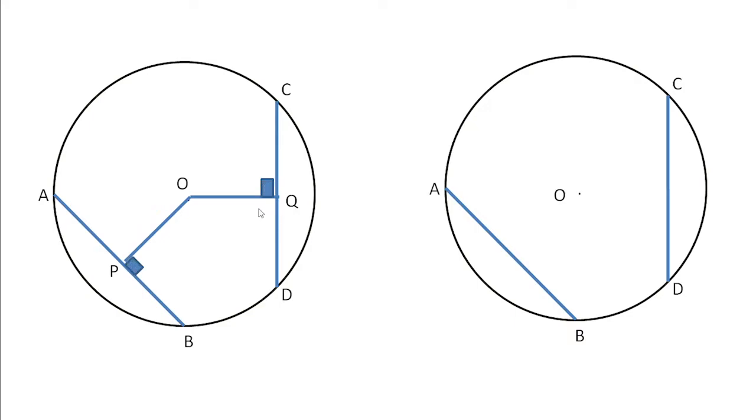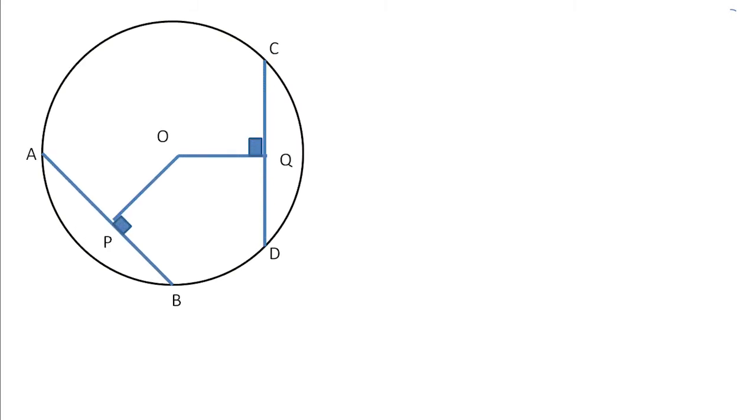Here we know that OP is perpendicular to AB and OQ is perpendicular to CD. This we have already learned from my previous video. We need to prove that OP equal to OQ. For that, we need to construct OB and OD, because here also we are using congruence. For proving congruence, we need two triangles. For that, we need to join O and B. Also, join O and D.